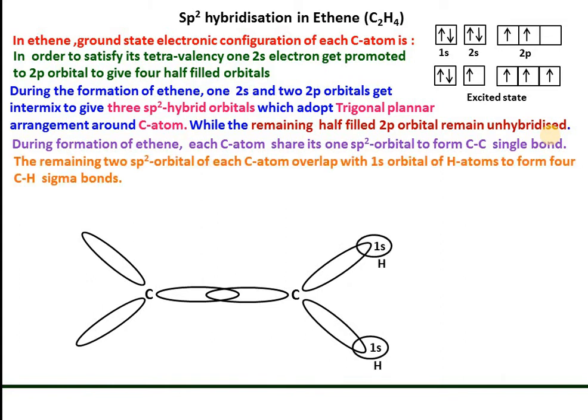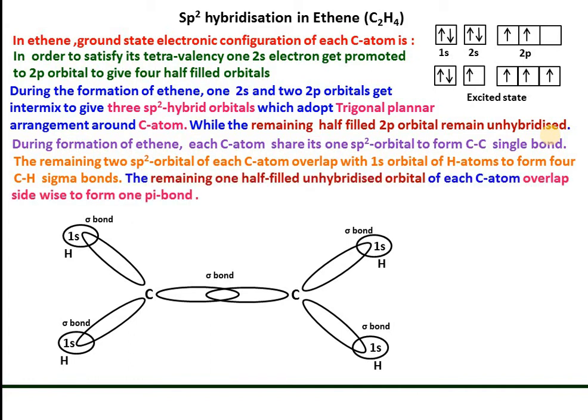Now each carbon shares its sp2 hybrid orbitals with the s orbital of a hydrogen atom separately to form 4 CH sigma bonds like this. All these are sigma bonds. That means in ethene there are 5 sigma bonds, 4 with CH and 1 between carbon and carbon.